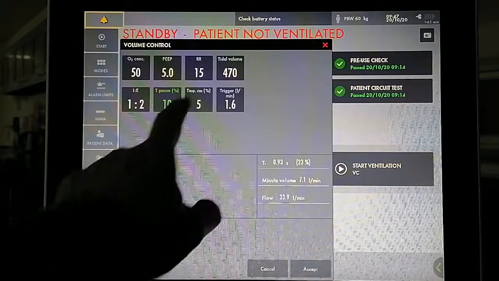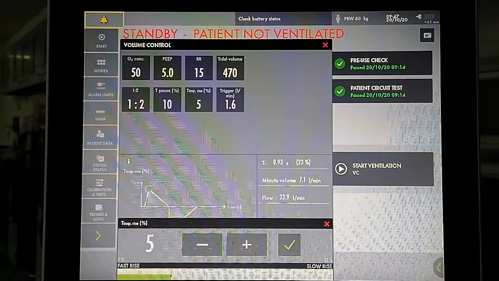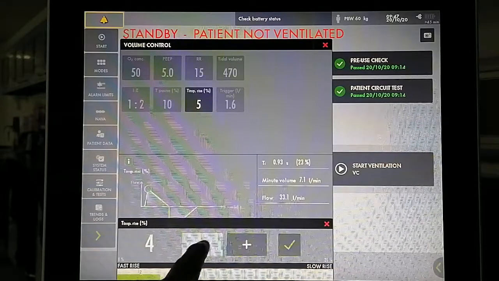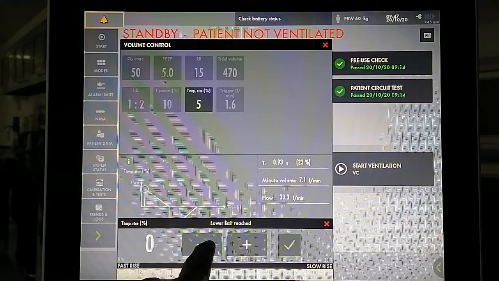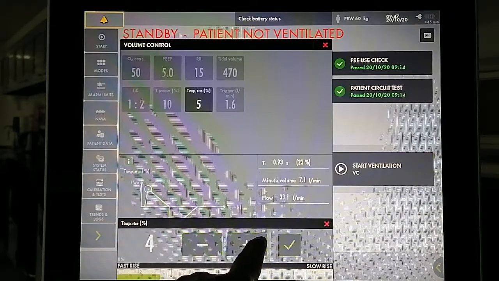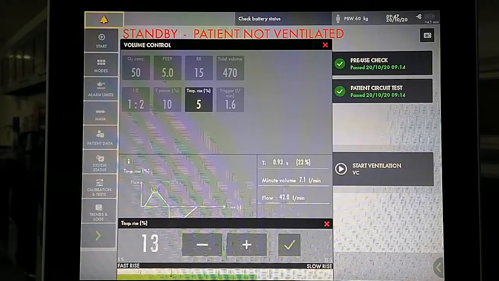And then we have, of course, the rise time. The rise time is basically the initial delivery of your desired target volume, or the initial delivery of the flow. So you can increase or decrease that. If you decrease the inspiratory rise, you basically decrease the flow rate. If you increase the inspiratory rise, you increase the flow.